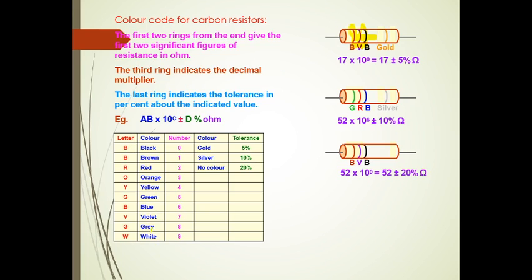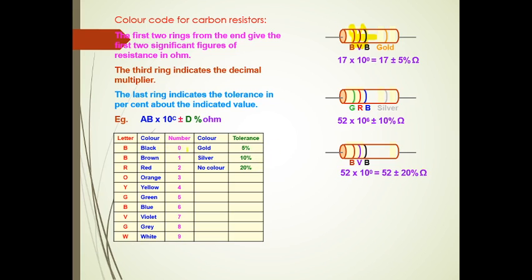There are a total of 10 numbers or colors having a given number. These are black, brown, red, orange, yellow, green, blue, violet, gray, and white. Black is 0, brown is 1, red is 2, orange is 3, yellow is 4, green is 5, blue 6, violet 7, gray is 8, and white is 9. And the fourth band, which is very widely separated on the resistance, has a color gold, silver, or no color. If this band is gold, there is a 5% tolerance. Silver is 10% tolerance, and no color is a 20% tolerance value.